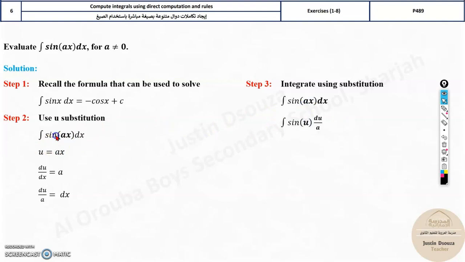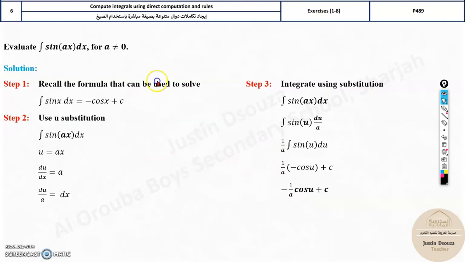That is, sine ax becomes sine u because we have assumed ax to be u, and dx in terms of du will be du by a. Now this 1 by a is a constant, so take 1 by a out. And what remains? Sine u du. Now you can use this formula. Instead of x we have u. It will become minus cos u plus c, and 1 by a is outside. Now this is the answer: minus 1 by a cos u plus c. So that is the answer for this particular question.